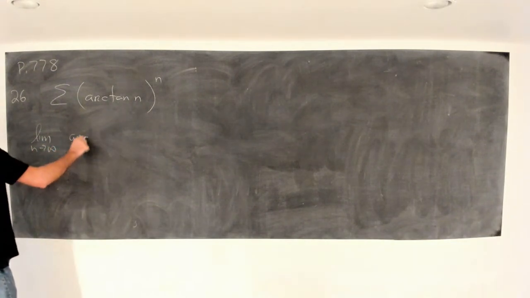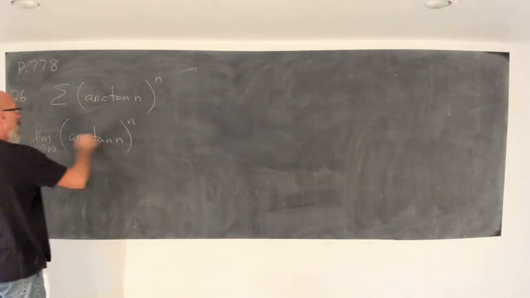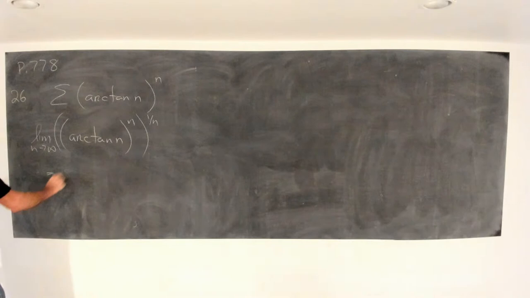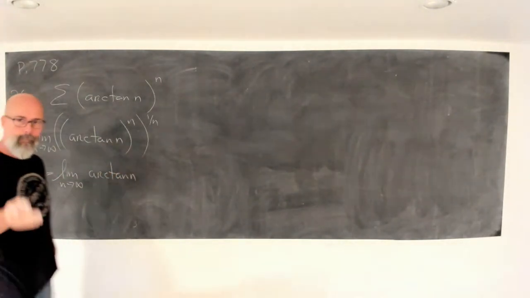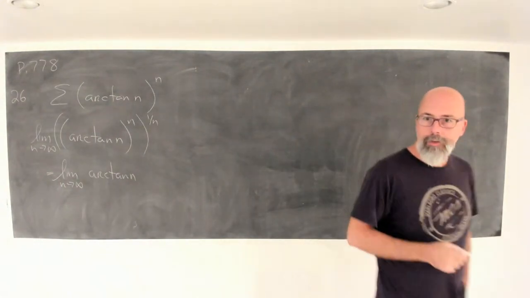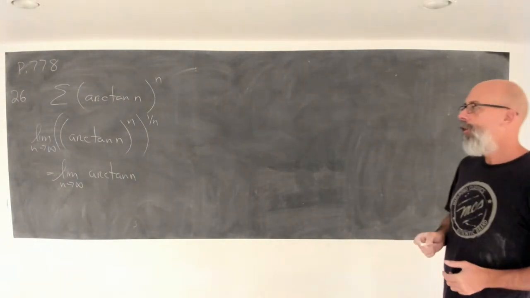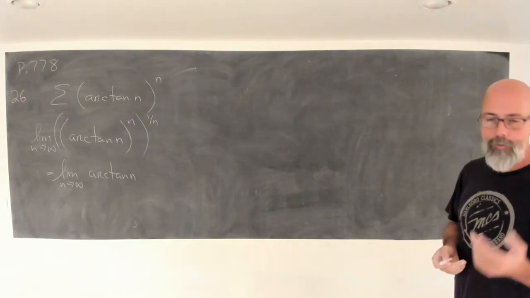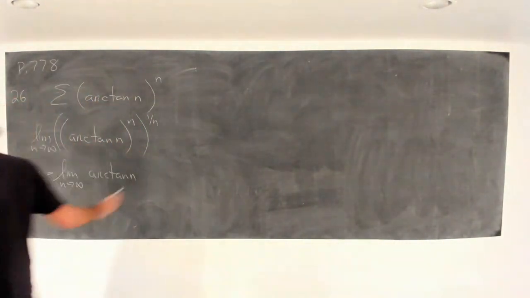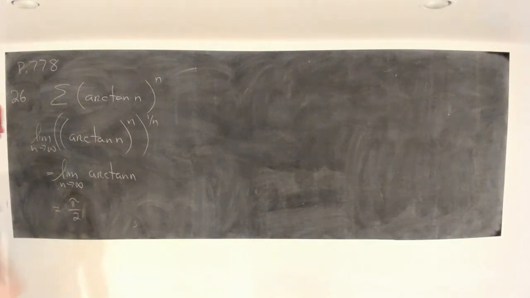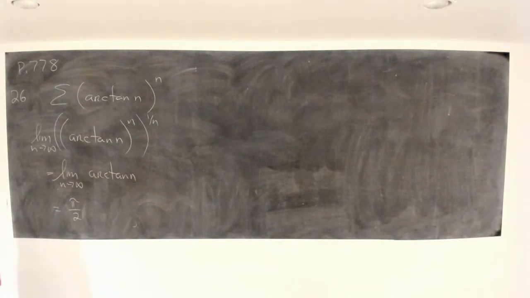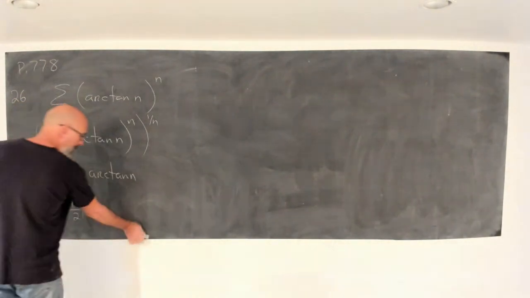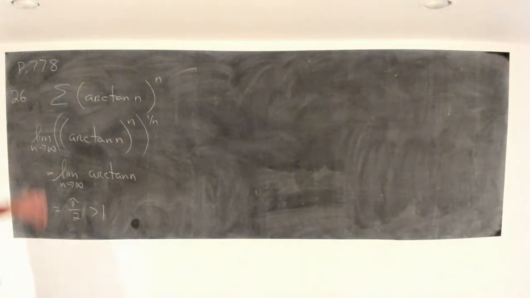So the limit of arctan n to the n, to the 1 over n, which of course just leaves you with arctan n. I forget who was asking this, but can we just say that the limit of arctan n is pi over 2? Indeed you can, because you know it to be true. Arctan of infinity, in other words, when is tangent infinity? It's at pi over 2. Conclusion: pi over 2 is bigger than 1, so the series diverges.